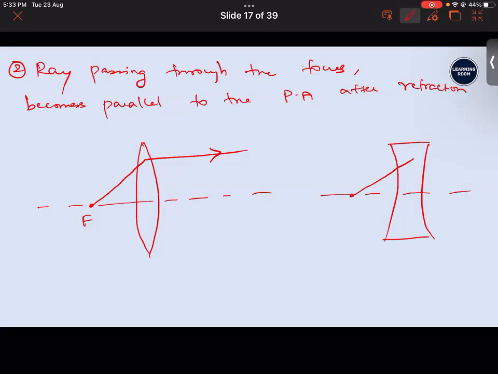So what will happen in this scenario? The ray is passing through the focus. At the point of incidence, what can you do? You can draw the normal through the center of curvature. Once you draw the normal, what should happen to it? It should start moving away from the normal. So it should actually come back in this path. First, it is going to get diverged.